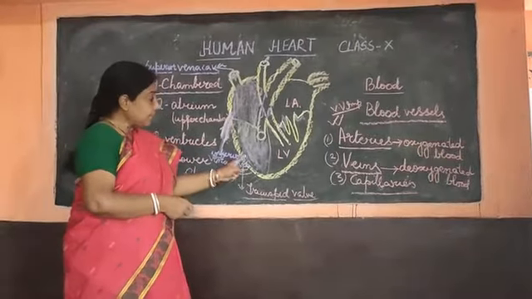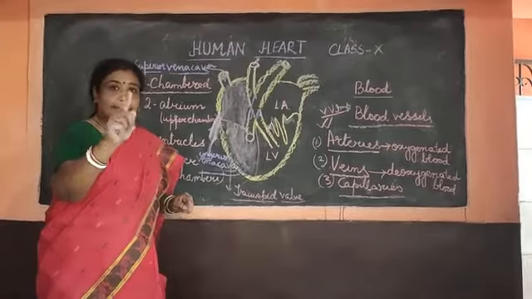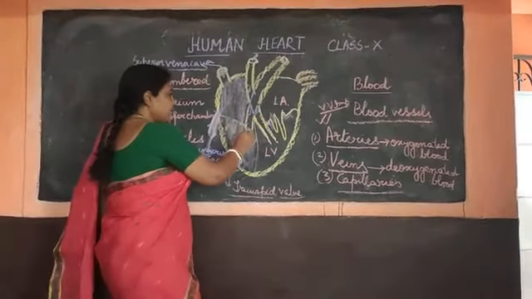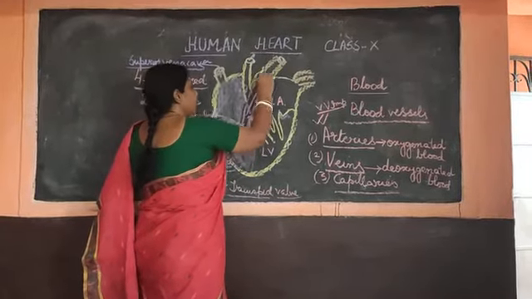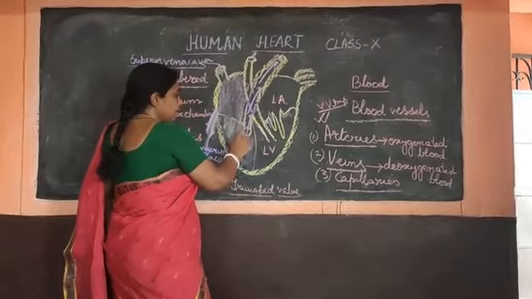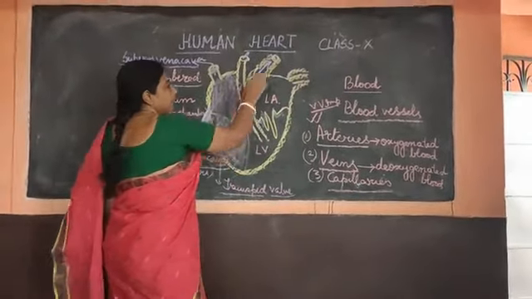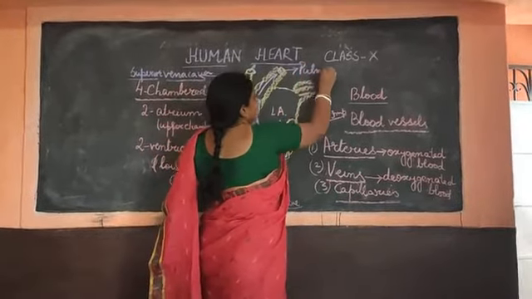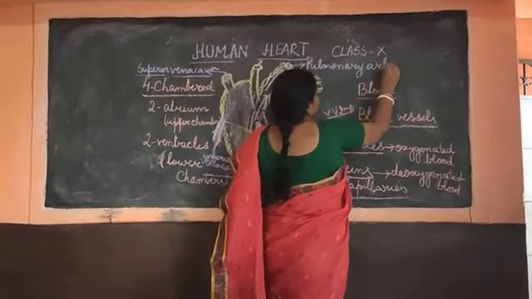Now this deoxygenated blood will not move further in the heart. Rather, where will it go? This deoxygenated blood will move out of the heart through an artery known as the pulmonary artery. What is it known as? Pulmonary artery.